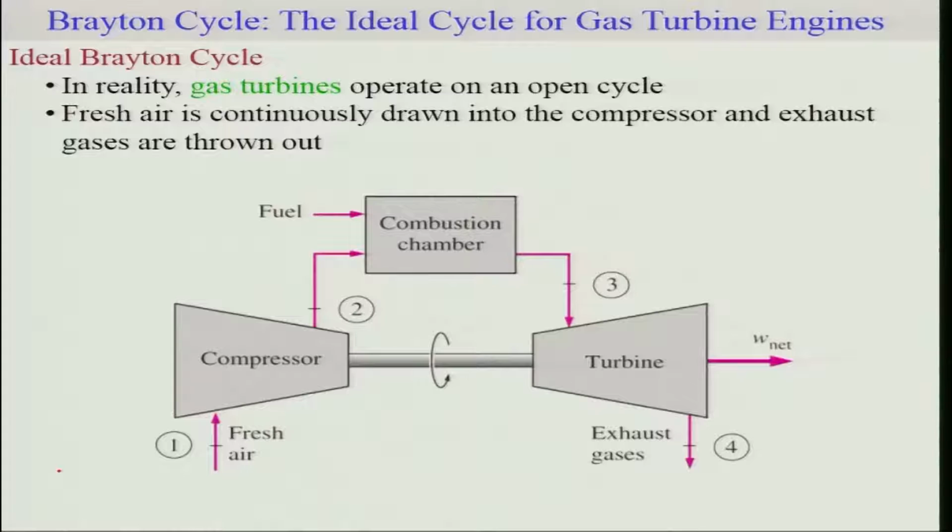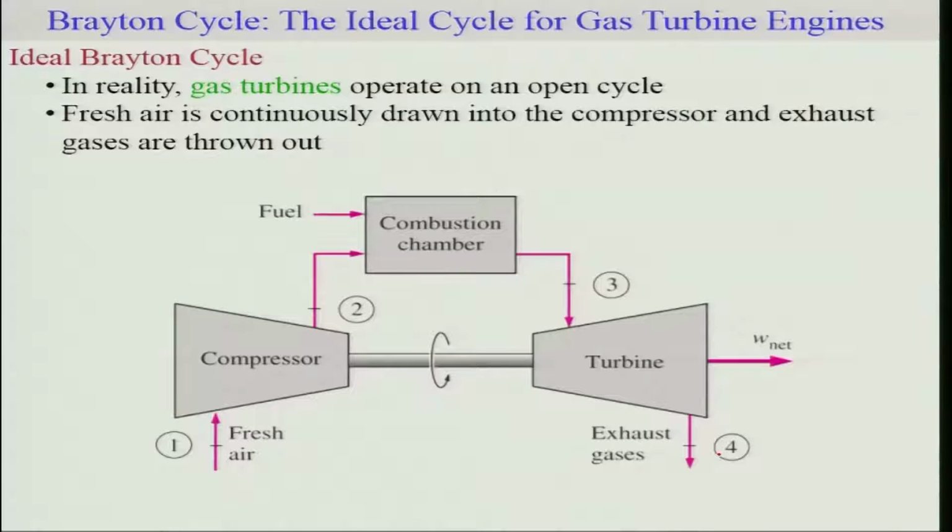In reality, gas turbines operate on an open cycle, as presented in this schematic diagram, where fresh air is compressed to the conditions of the combustion chamber, and after the combustion, the gas at high temperature and pressure passes through the turbine, and the exhaust gas is thrown out.